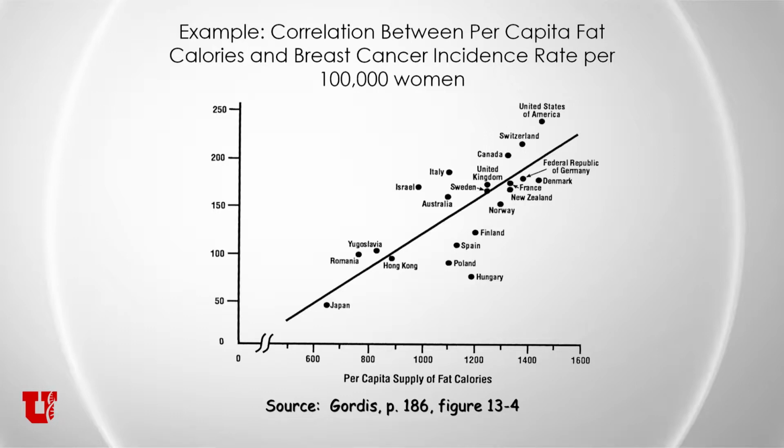Another example, correlation between per capita fat calories and breast cancer incidence rate per 100,000 women. Japan is characterized by a very low per capita supply of fat calories, and also a very low breast cancer incidence rate. The United States and some other European and Western countries have a very high per capita supply of fat calories, and also a much higher breast cancer incidence rate. But again, how many other things are different between Japan and these Western countries besides just literally fat calories?